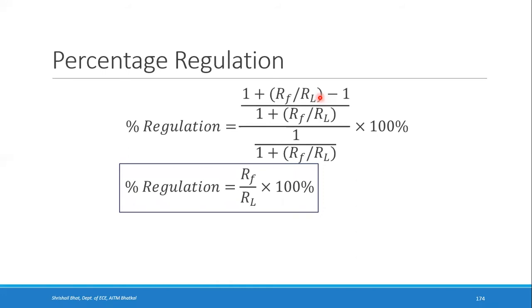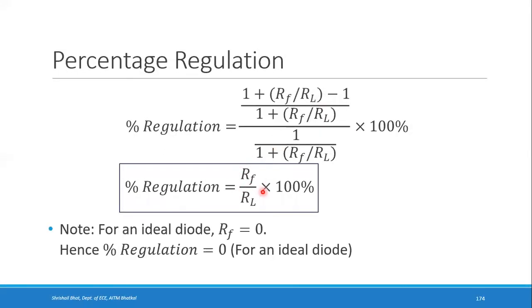Right? So we have said ideally regulation has to be 0. You can prove that even here. Ideally, the forward resistance of a diode is 0. So if you put 0 here, for an ideal diode, percentage regulation is 0. Right? So it's the ratio of diode's forward resistance to the load resistance. That is percentage regulation.